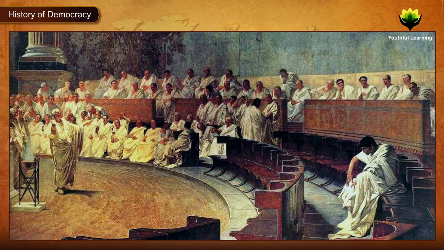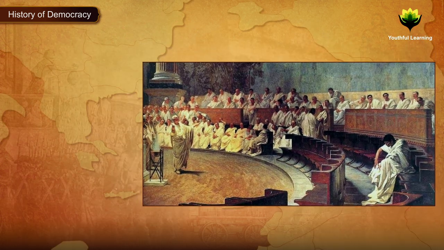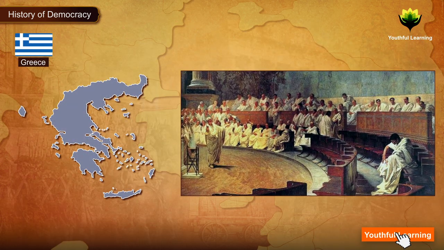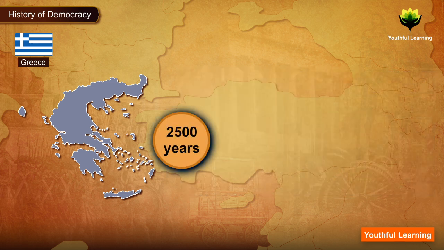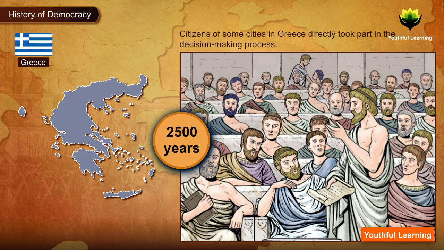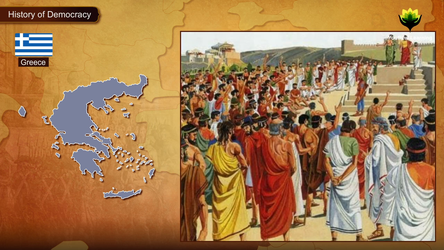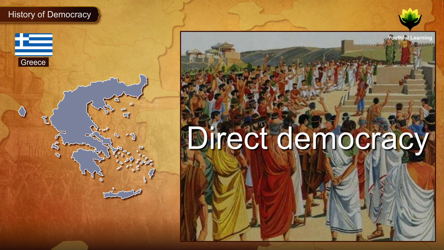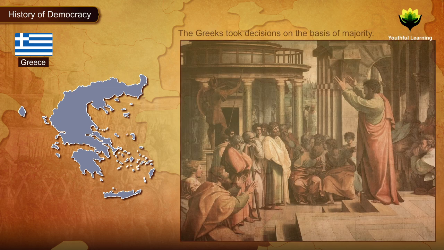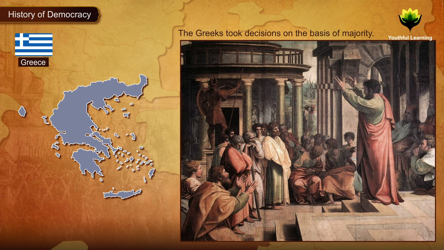History of democracy. Democracy originated in ancient Greece. Around 2,500 years ago, the citizens of some cities in Greece directly took part in the decision-making process. In other words, the Greek citizens of these cities jointly took decisions on issues affecting them. This is known as direct democracy. The Greeks took decisions on the basis of majority.